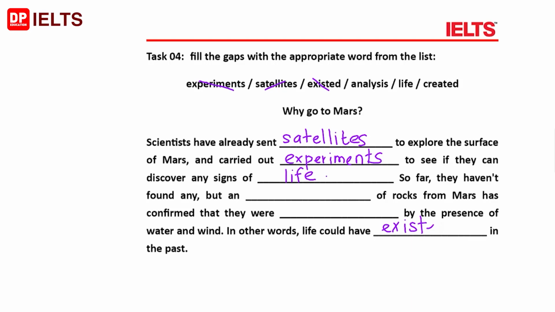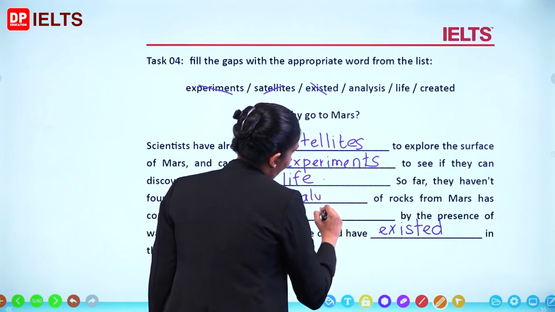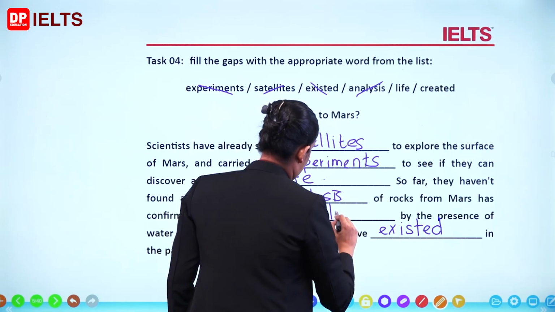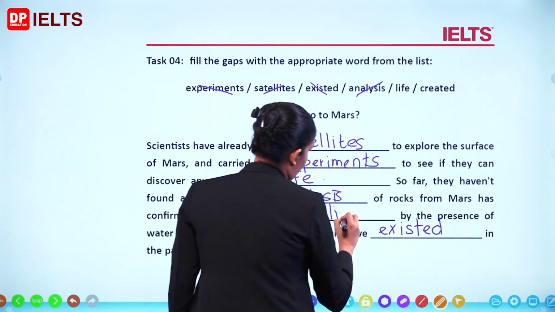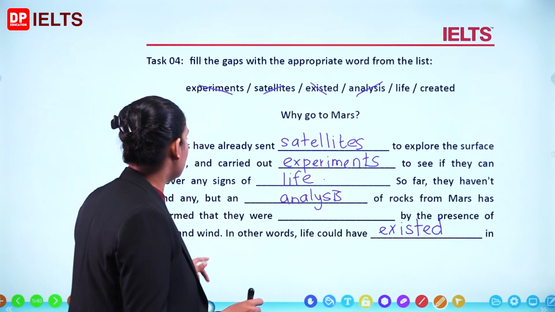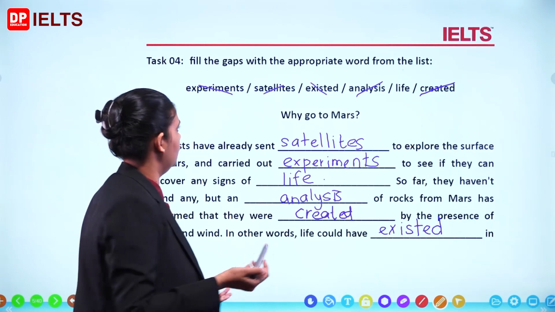But an analysis of the rocks from Mars has confirmed that they were created by the presence of water and wind, right? We also used life here, so we've used all the words. Okay?